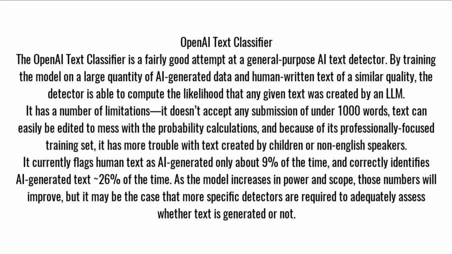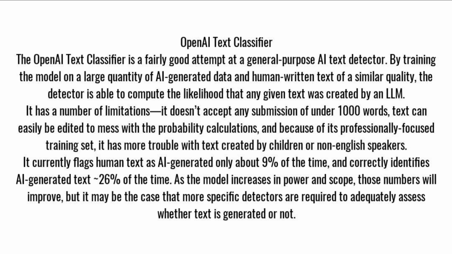OpenAI Text Classifier. The OpenAI Text Classifier is a fairly good attempt at a general-purpose AI text detector. By training the model on a large quantity of AI-generated data and human-written text of a similar quality, the detector is able to compute the likelihood that any given text was created by an LLM. It has a number of limitations. It doesn't accept any submission of under 1,000 words, text can easily be edited to mess with the probability calculations, and because of its professionally focused training set, it has more trouble with text created by children or non-English speakers.